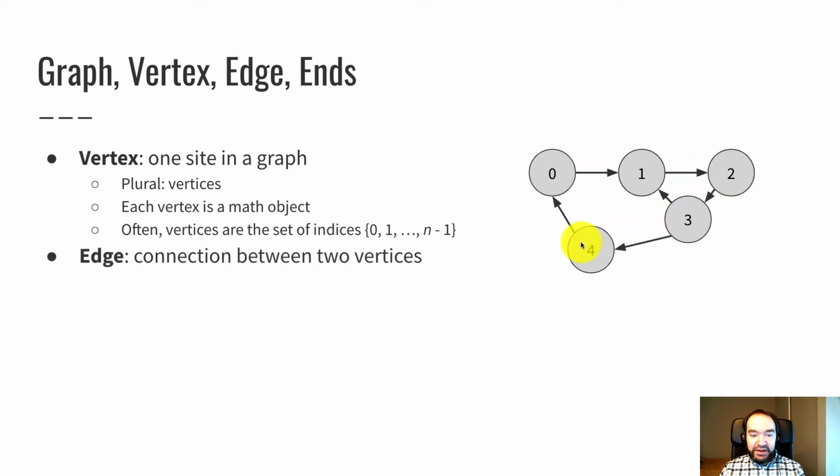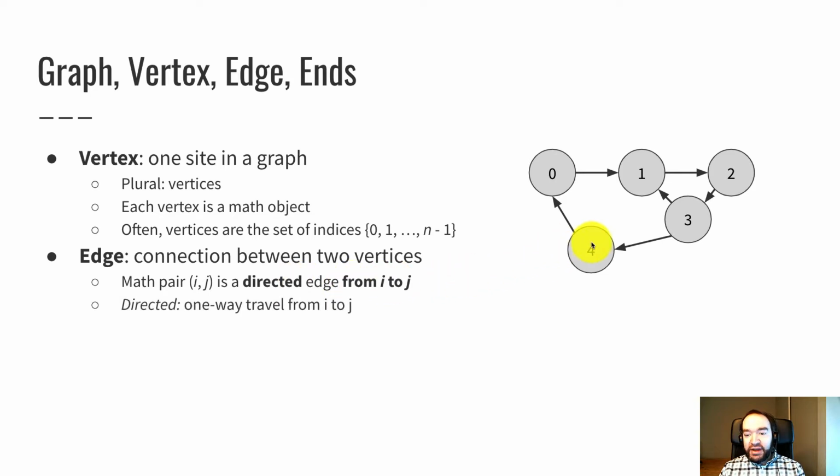An edge is a connection between two vertices. A directed edge, which is drawn like an arrow, as in this sketch here, would be defined as a mathematical pair. The math pair i, j defines a directed edge from i to j. So this defines a one-way travel. For example, the pair 4, 0 would be the math object saying start at 4, end at 0, and that's a one-way trip. You're only allowed to go from 4 to 0, not 0 to 4, not the other way.